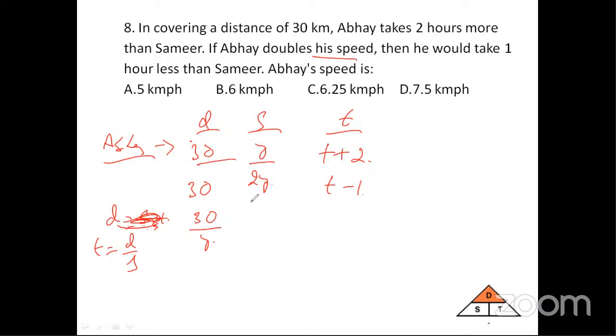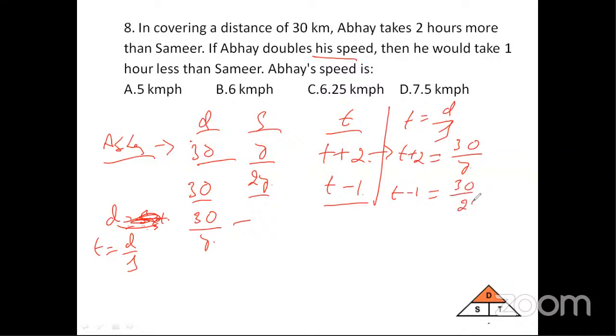So this distance by this speed, minus this distance by this speed. Because here what happens, we can use it this way. I'm just writing this once again. Observe carefully. Time is equal to distance by speed. So this time, that is t plus 2, is equal to distance 30 divided by speed y. Same way, this time t minus 1 is equal to 30 by 2y. So this we can take as equation 1. This we can take as equation 2.